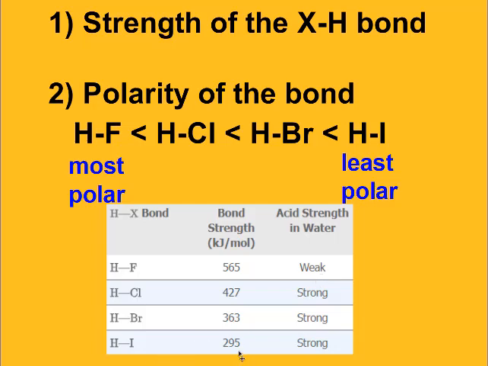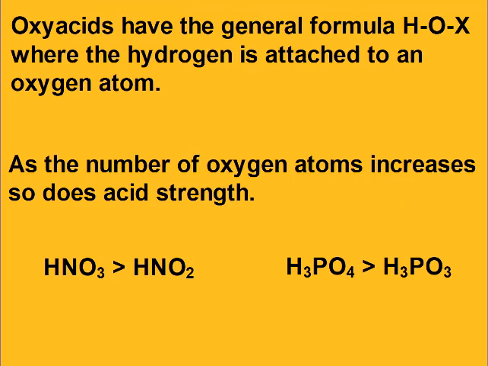HI has a very, very weak bond in comparison, and so even though it's not as polar as the other three, it actually is the strongest of those four. HCl, HBr, and HI are all strong acids though, so they all dissociate 100%. They all have relatively weak bonds, and they're all very polar.